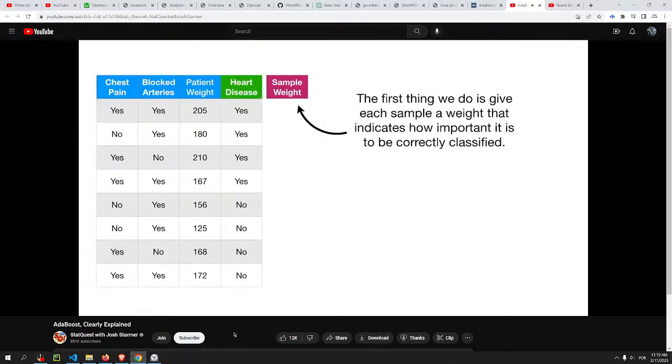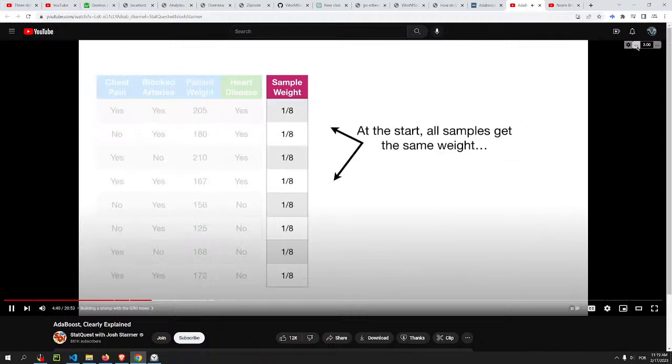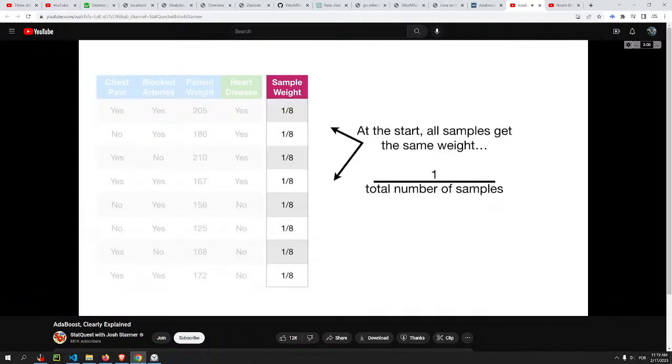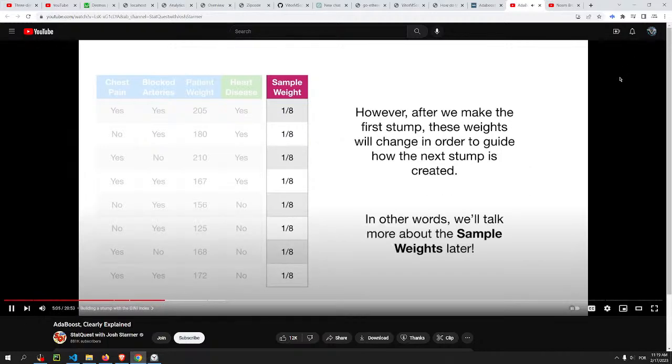The first thing we do is give each sample a weight that indicates how important it is to be correctly classified. Note, the sample weight is different from the patient weight, and I'll do the best I can to be clear about which of the two I'm talking about. At the start, all samples get the same weight. 1 divided by the total number of samples. In this case, that's 1 divided by 8. And that makes the samples all equally important. However, after we make the first stump, these weights will change in order to guide how the next stump is created. In other words, we'll talk more about the sample weights later.